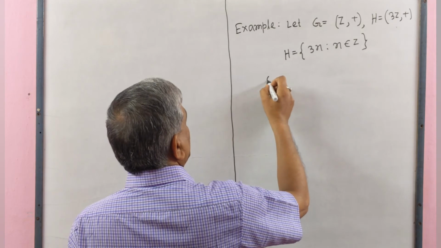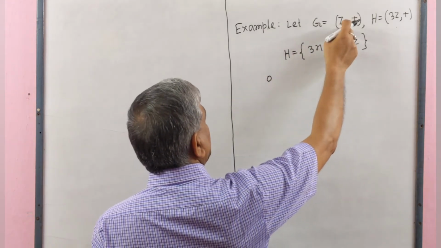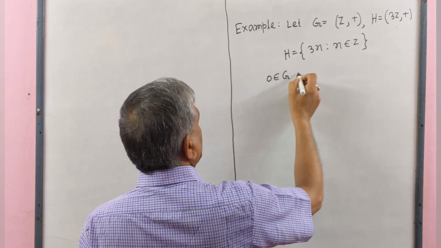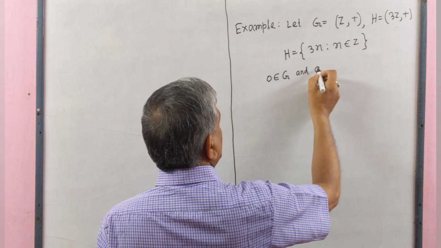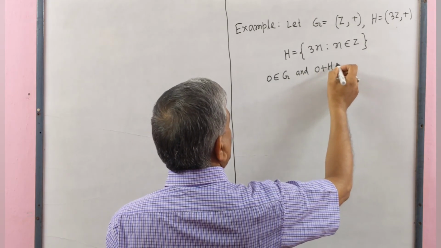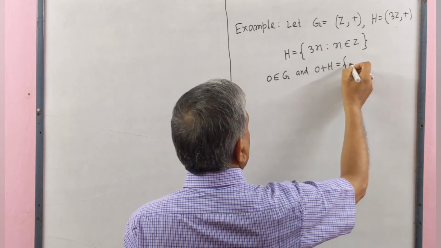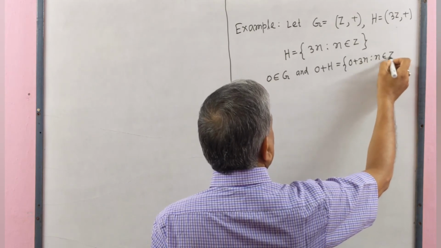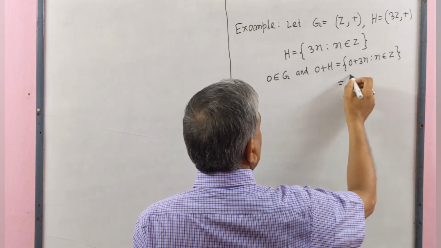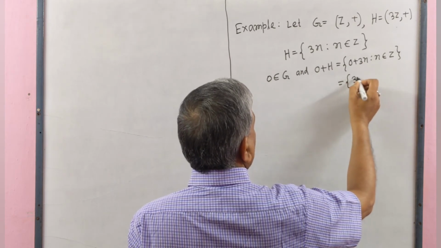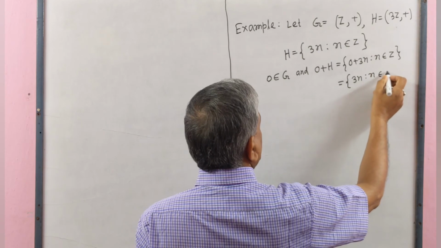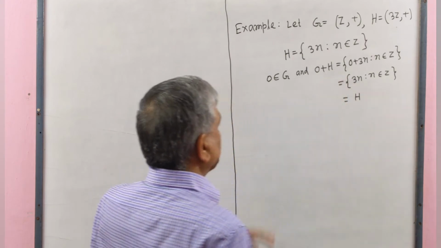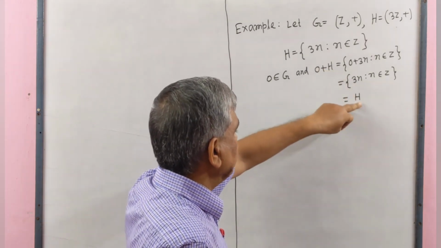Now, 0 belongs to G, and 0 plus H equal to 0 plus 3n, n belongs to Z, and this equals elements of the form 3n, n belongs to Z, and this is equal to H. Therefore, left coset 0 plus H equal to H.